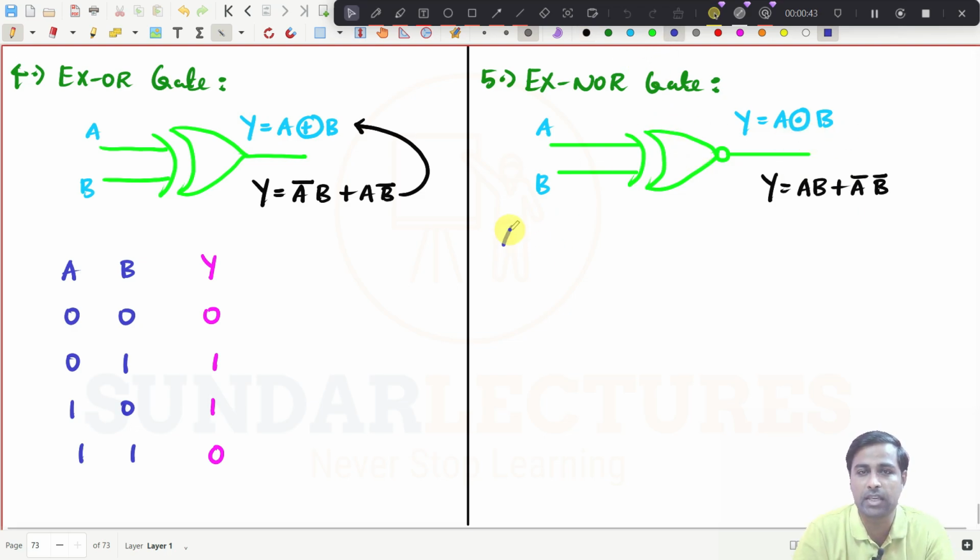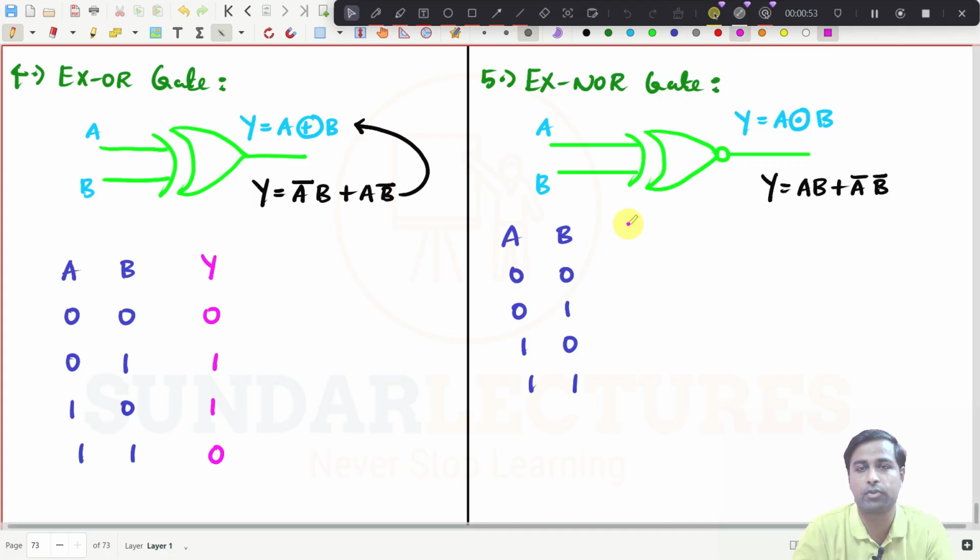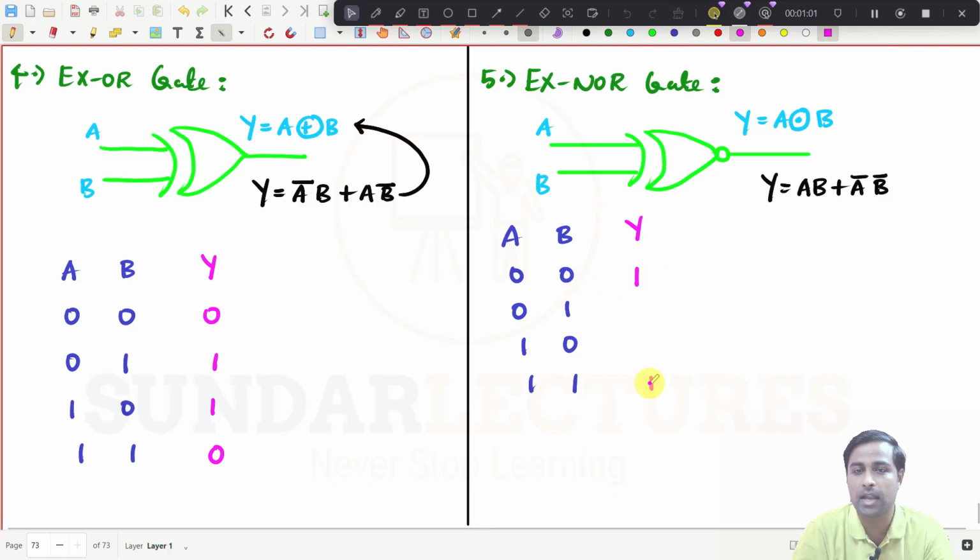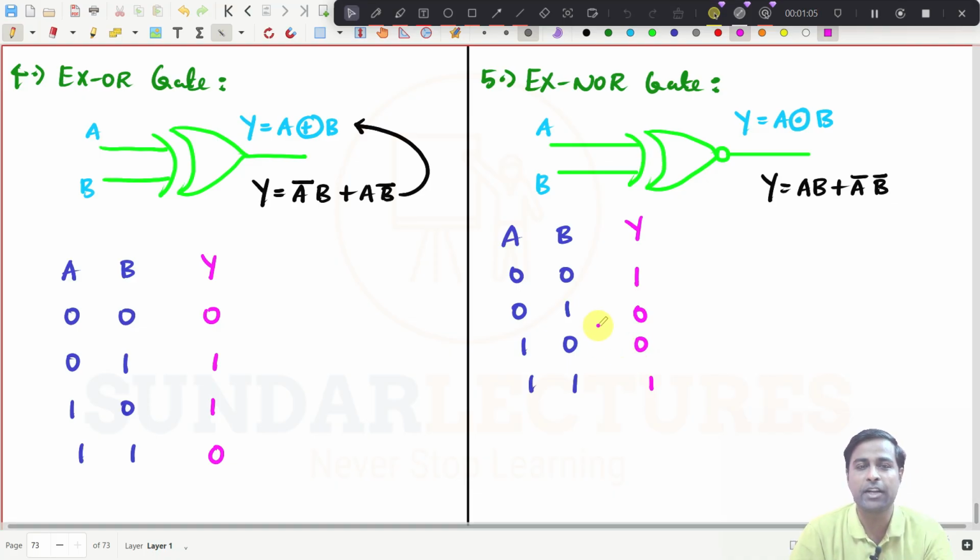And you see here, if I write AB, it is 00, 01, 10, 11. So what will the output be now? How does XNOR work? When both inputs are the same, the XNOR gate will give you a high output. This is 1 and this is 1 because both inputs are the same. This is 0, this is 0. Try to compare these two now.